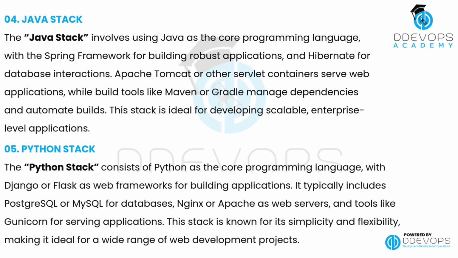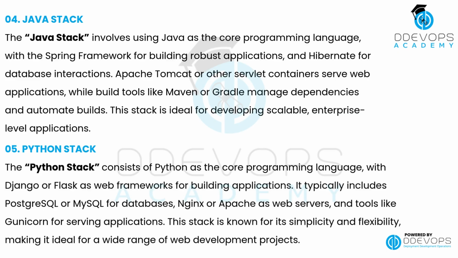Java stack. The Java stack involves using Java as the core programming language, with the Spring framework for building robust applications and Hibernate for database interactions. Apache Tomcat or other servlet containers serve web applications, while build tools like Maven or Gradle manage dependencies and automate builds. This stack is ideal for developing scalable, enterprise-level applications.